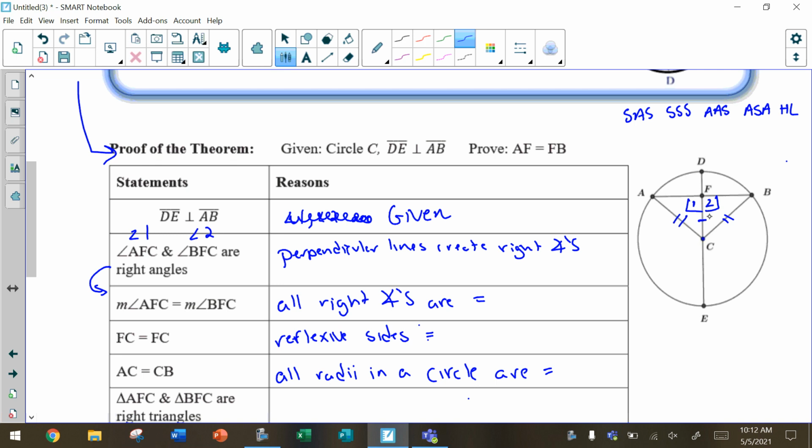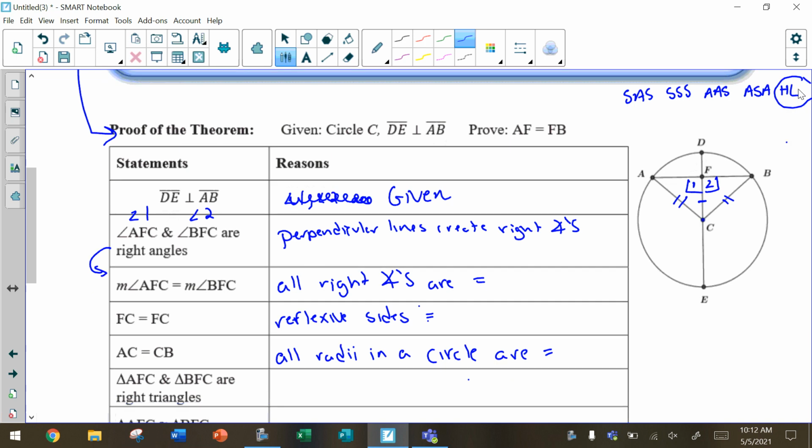All right. So it looks like we have a pair of 90-degree angles. We have the reflexive side, and we have these radii that are equal. So we have a pair of angles and two sides. Aha, it must be side, angle, side, right? Well, no, because the angle is not in between the two sides. Oh, it must be angle, side, side. Well, no, because angle, side, side is not one of the ones we're allowed to use. So what do we have? We have two right triangles. The reflexive sides are legs, and the radii are the hypotenuse, so we are using HL.